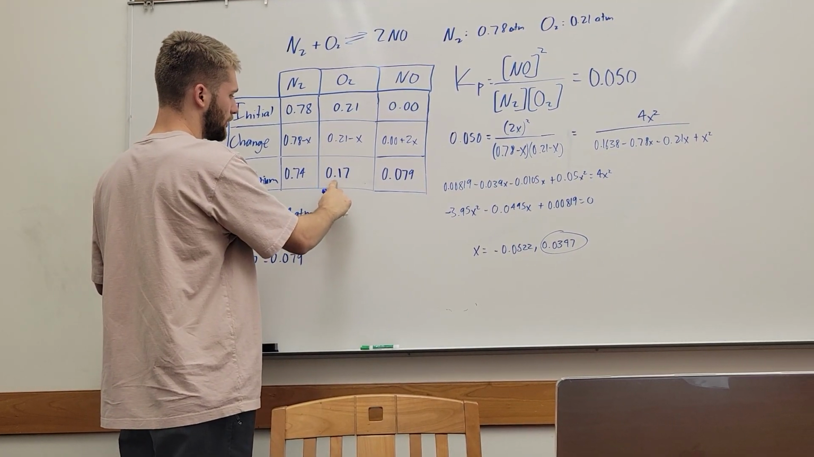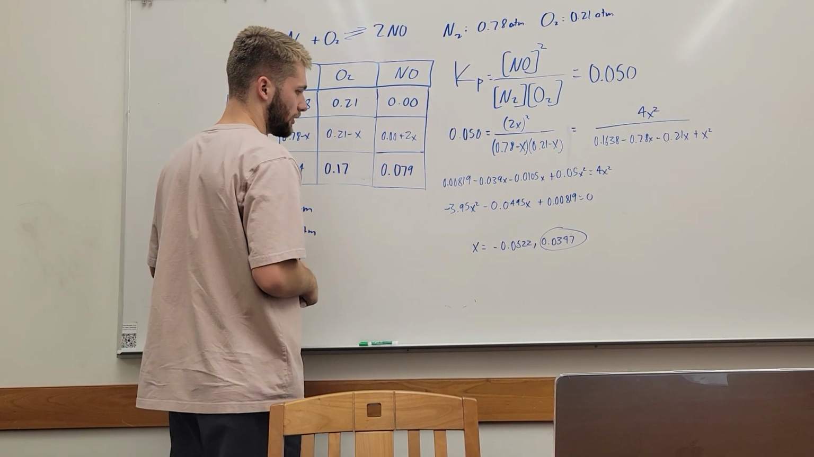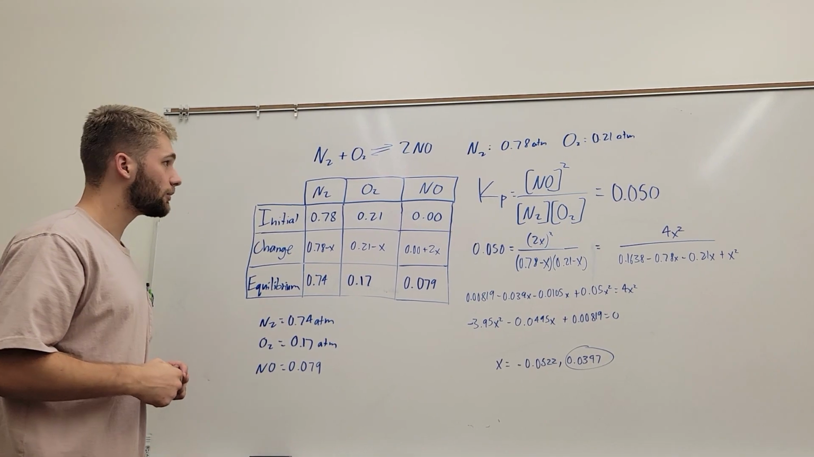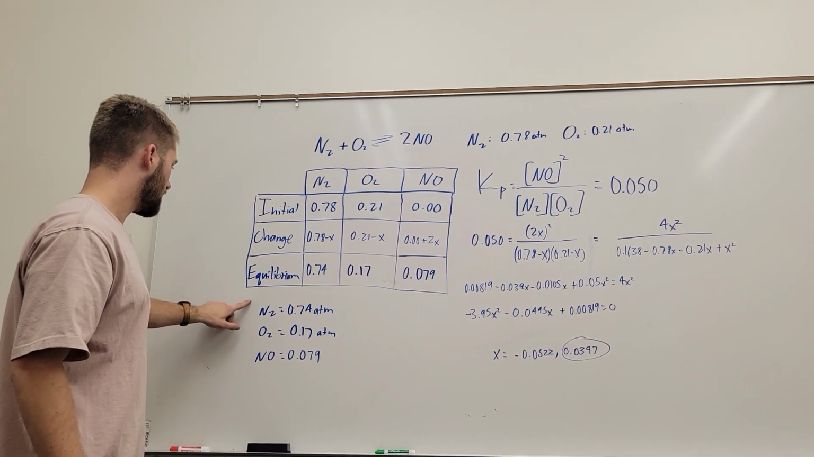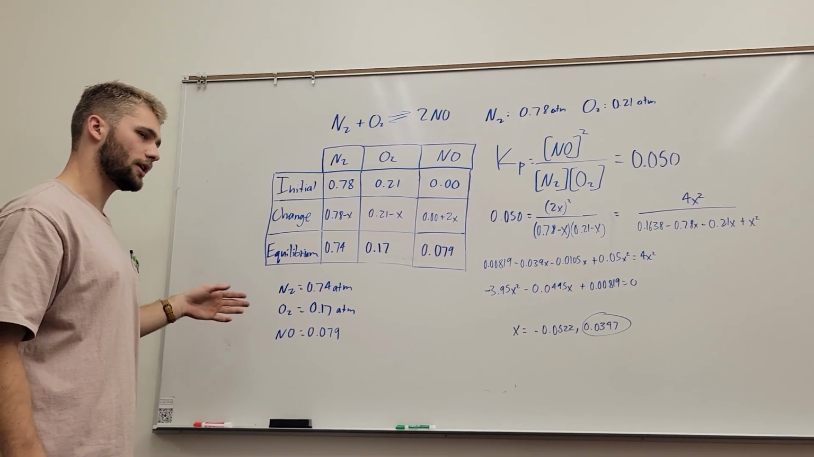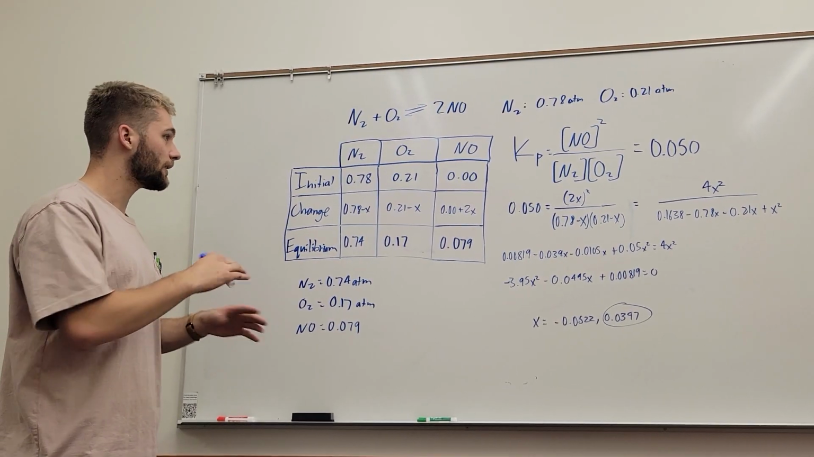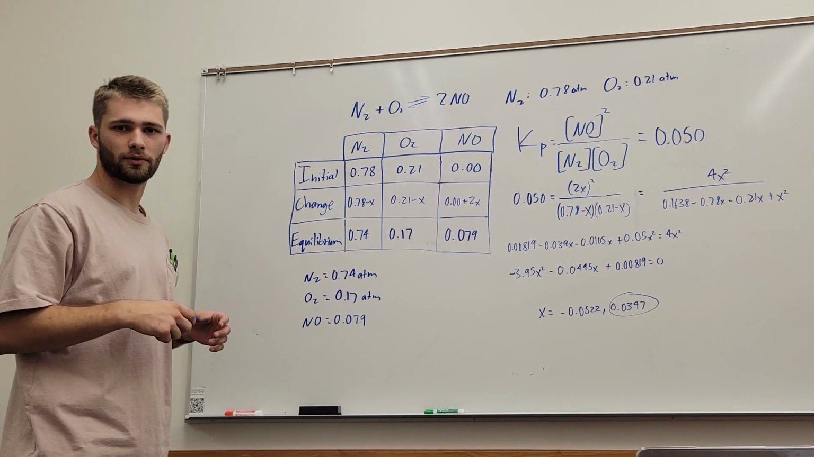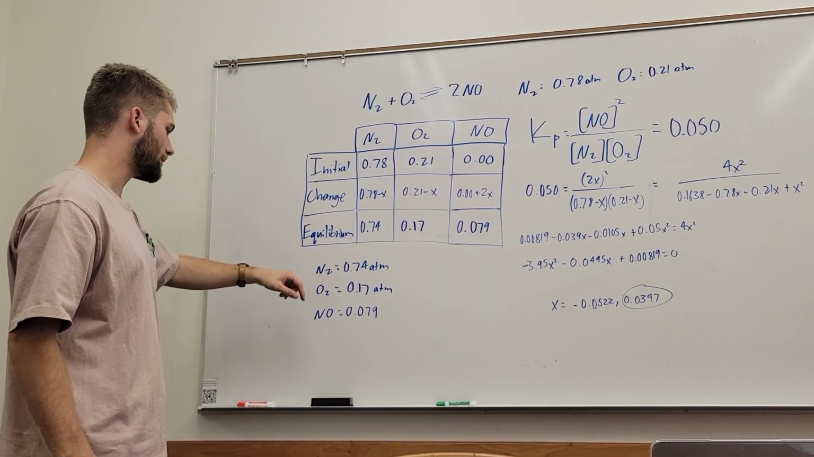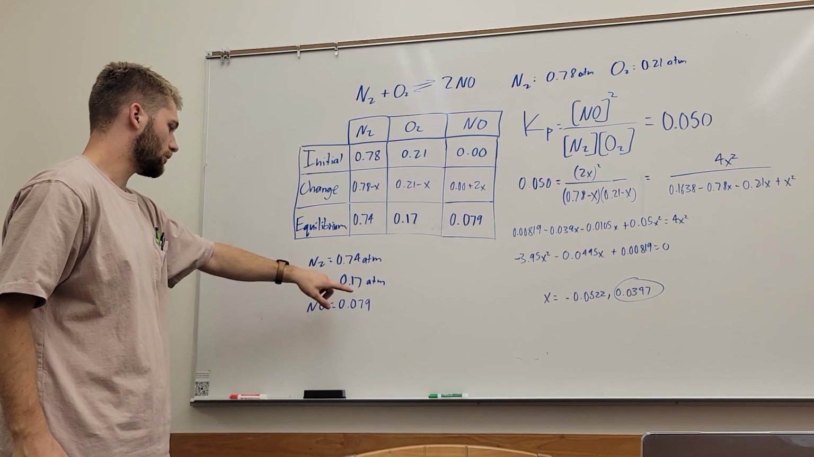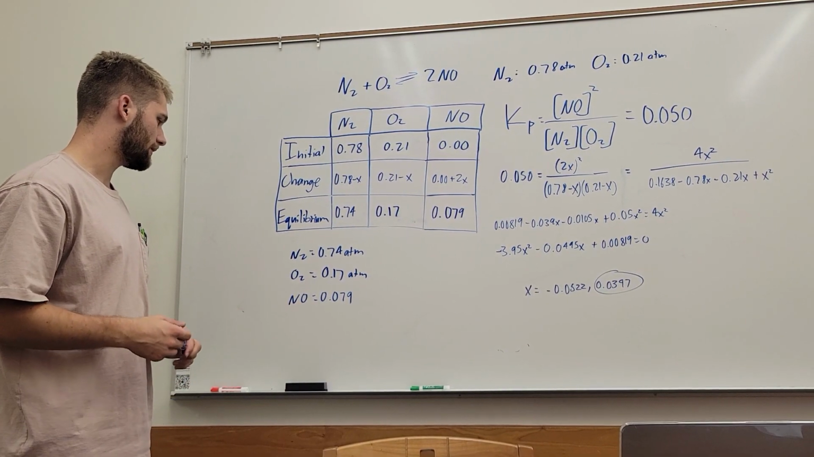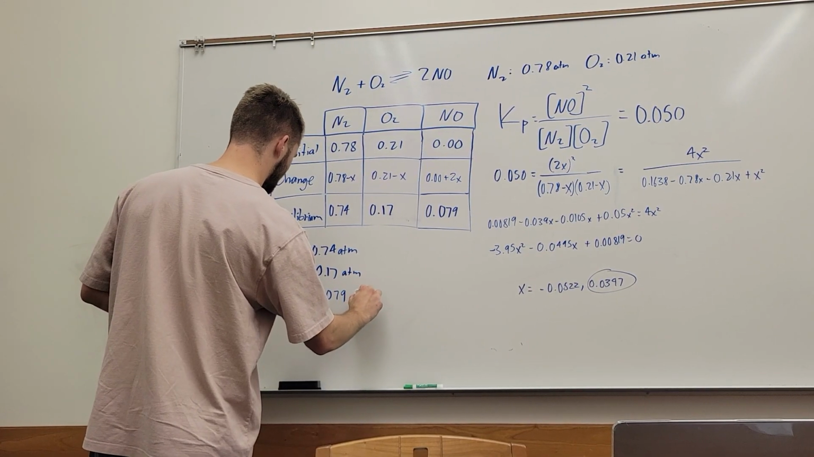The same here gives us 0.17, and 2 times 0.0397 is equal to 0.079. So, in this reaction at equilibrium at 2100 degrees Celsius, we have a concentration of nitrogen gas of 0.74 atmospheres, or partial pressure. I was saying concentration, but that's analogous with partial pressure for this example. So partial pressure of nitrogen gas of 0.74 atmospheres, partial pressure of oxygen of 0.17 atmospheres, and a partial pressure of nitrogen monoxide of 0.079 atmospheres.